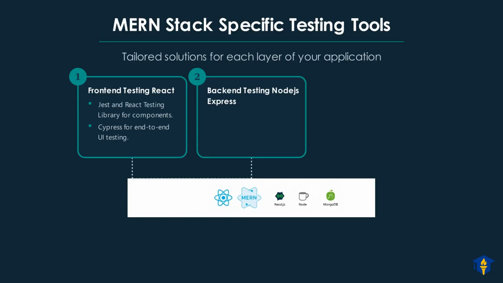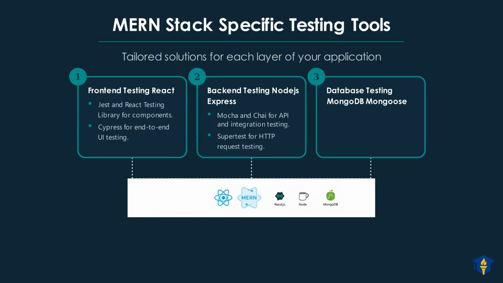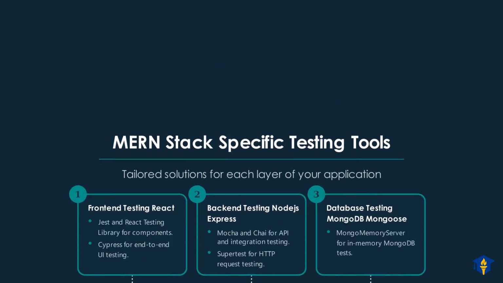Moving to back-end testing with Node.js and Express, we have other options. Mocha and Chai are commonly used for API and integration testing purposes. Supertest is also a great utility for testing HTTP requests very effectively. Finally, for database testing with MongoDB and Mongoose, a specific tool exists. Mongo Memory Server allows you to perform in-memory MongoDB tests efficiently.